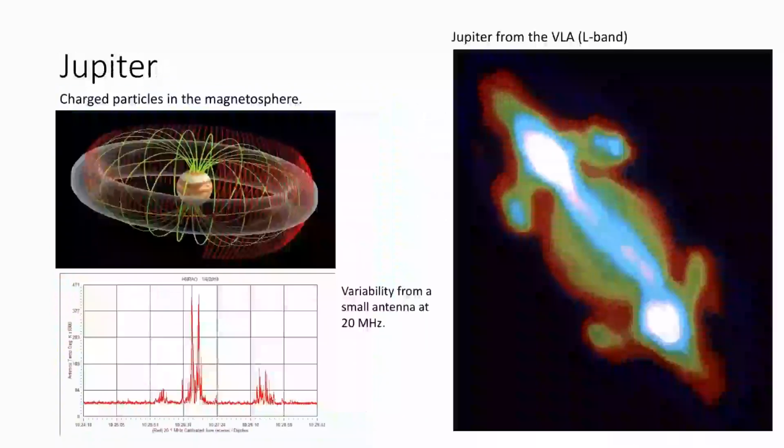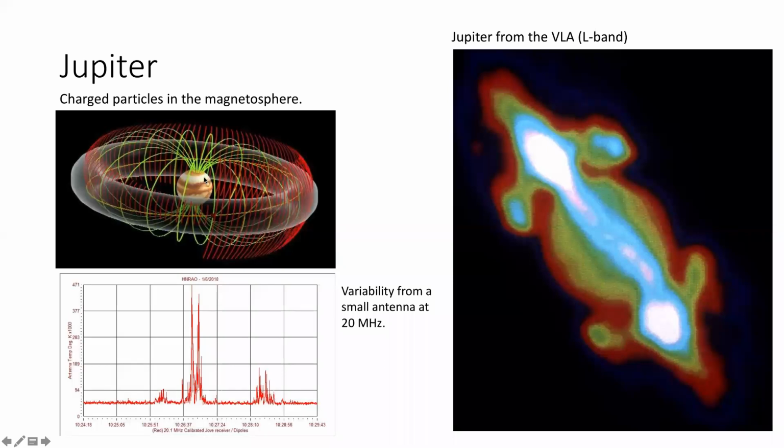Jupiter is a really cool radio source. So this is a kind of a picture of what's going on with Jupiter. But Jupiter has this huge ionosphere. It's an incredible magnetic field around the planet Jupiter. And because it has this moon Io, which has volcanoes, there's lots of charged particles in the magnetosphere of Jupiter. And so you can actually see it in this image.